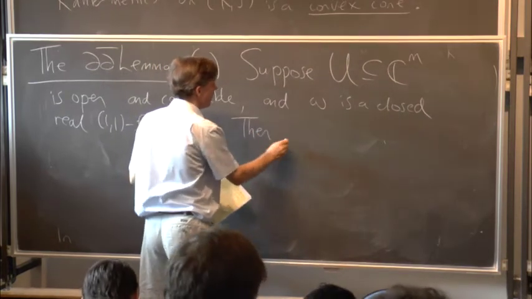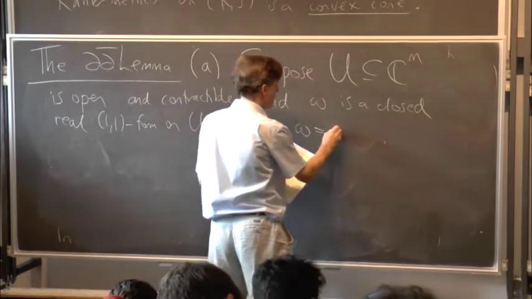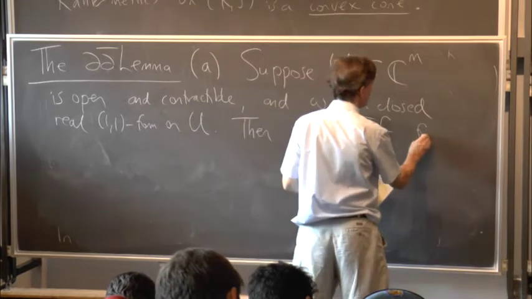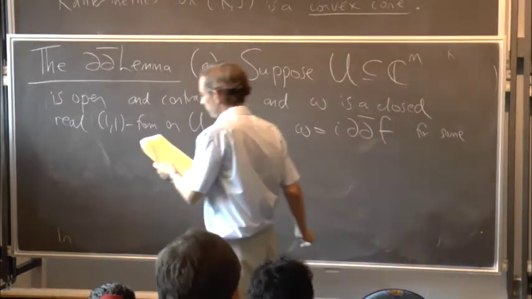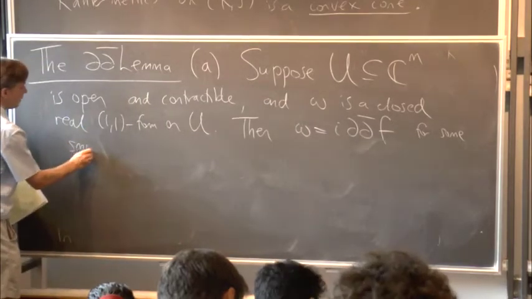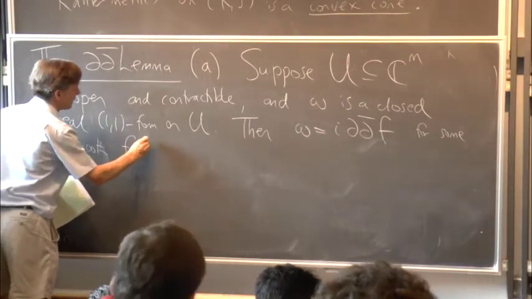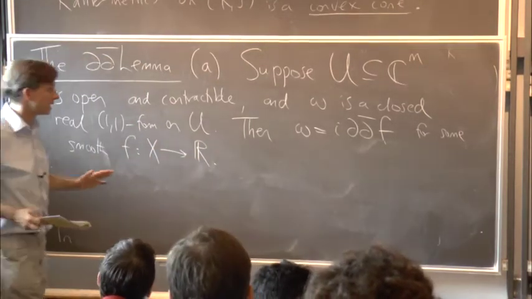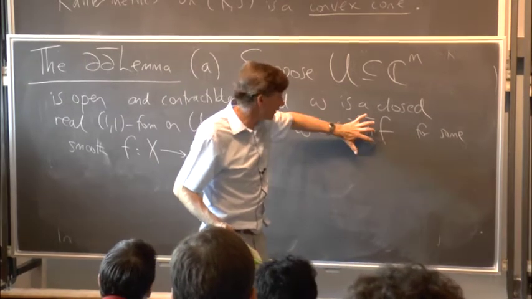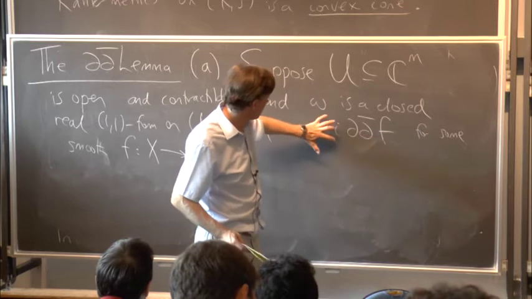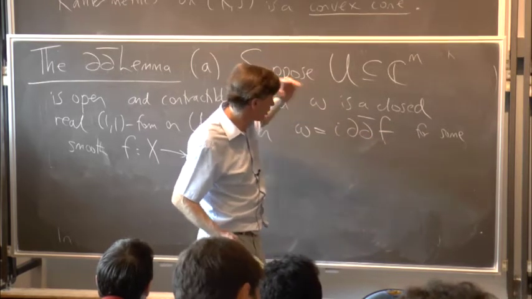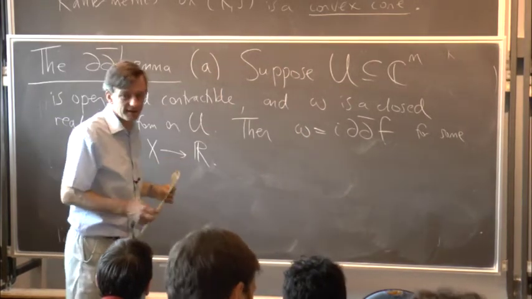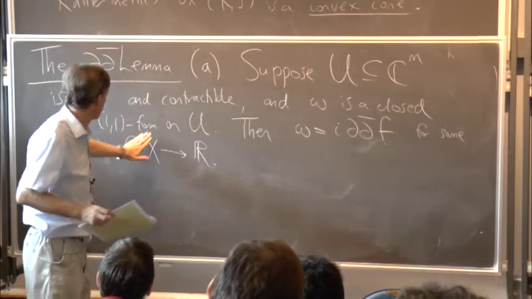So then omega is actually i times ∂∂-bar of f for some smooth f going from U into the reals. Okay, so if you work it out, you'll find that i∂∂-bar is a real operator. It takes real things to real things, and the i is there because without the i it would be an imaginary operator. So f is a real function, therefore omega is a real form. I think you mean f from U to R. Oh, thank you. Yes, you're right.